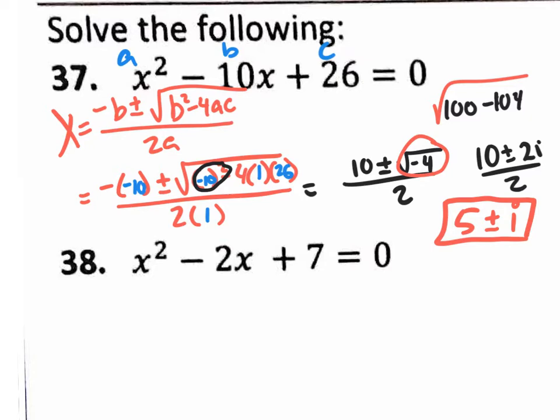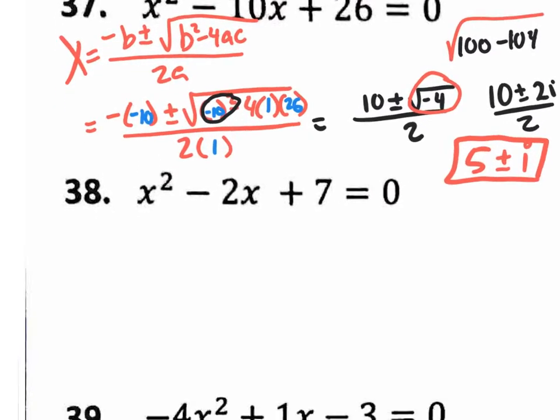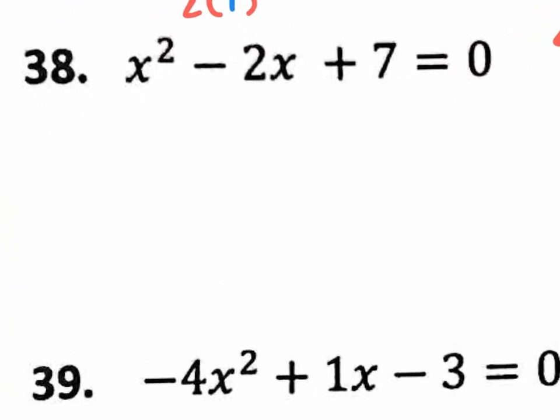Let's move on to number 38. Again, same concept. It's a quadratic trinomial. If you tried to factor it, what times what is 7, that if you add together is negative 2? It's not going to work, so you're going to have to use the quadratic formula. Let's use the quadratic formula once again.